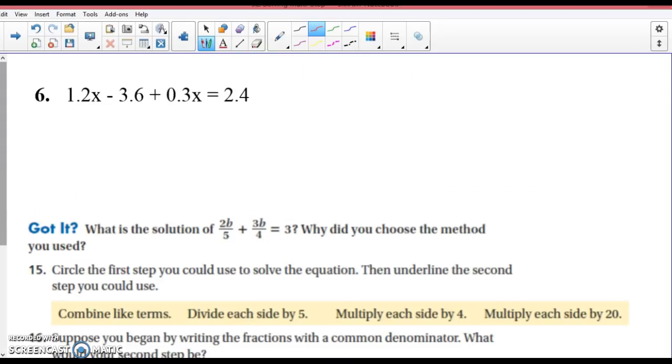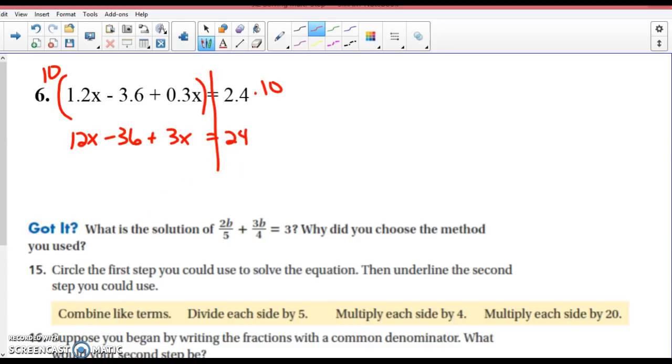All right, here we go. Here's one with decimals. Again, you could solve it with decimals, but I think most of you prefer not dealing with the decimal. So I'm going to multiply this by 10 because I only need to move the decimal one place for this particular equation. So this will be 12x minus 36 plus 3x equals 24.